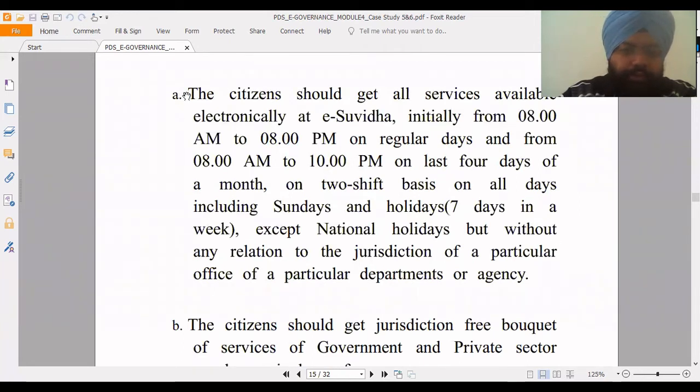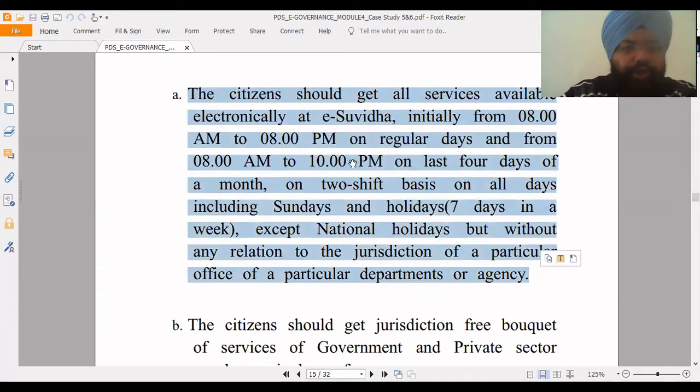Number one, the first outcome we are going to discuss is that the citizen should get all services available electronically at e-Suvidha initially from 8 a.m. to 8 p.m. on regular days and from 8 a.m. to 10 p.m. on the last 4 days of a month on a two-shift basis, on all days including Sundays and holidays, 7 days a week except national holidays, but without any relation to the jurisdiction of a particular office of a particular department or agency.